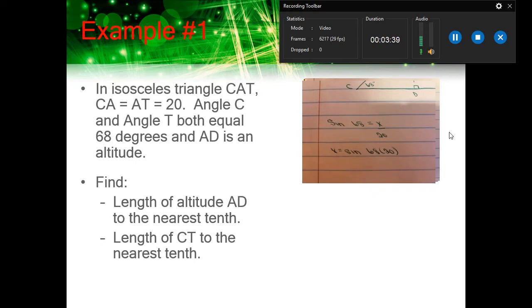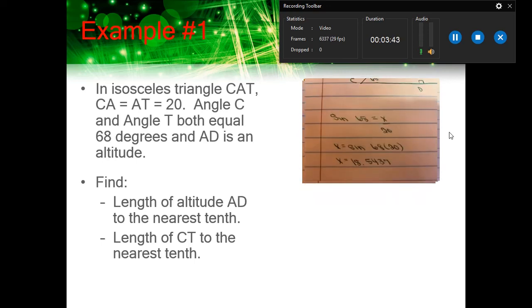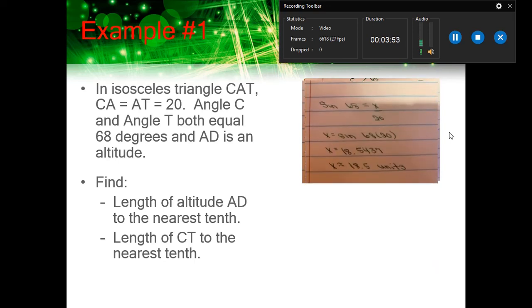We're going to cross multiply sine of 68 times 20. And this is the answer I get for the missing altitude. The directions do tell us to round it to the nearest tenth, so it's going to be approximately 18.5 units. Now they want us to find the length of CT, which is the entire base of your isosceles triangle.